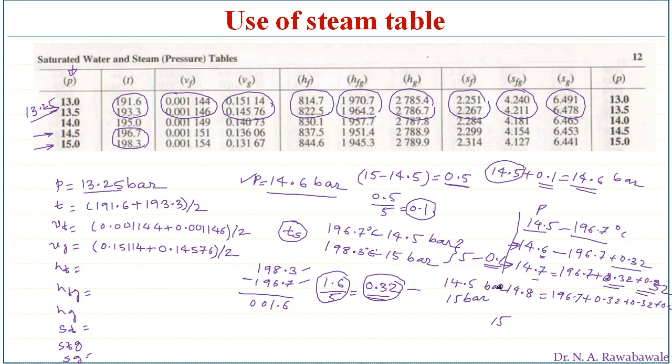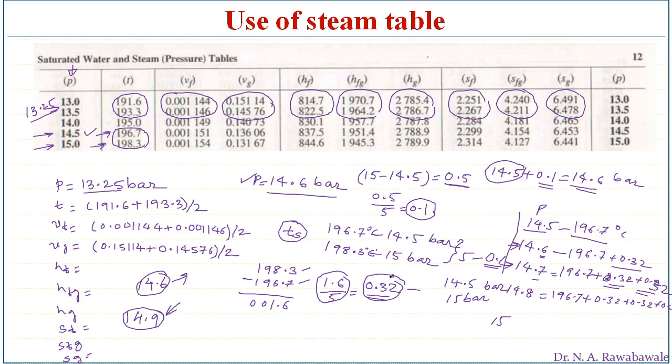Generally what people do is, if 14.6 bar is asked, then 14.6 bar is approximately equal to 14.5, therefore they take all properties at 14.5 bar. They won't go for interpolation. If it is 14.9 bar, then 14.9 bar is approximately equal to 15 bar, so they take properties at 15 bar only. Depending on whether the value is close to 15 bar or 14.5 bar, they copy values at a particular pressure only.